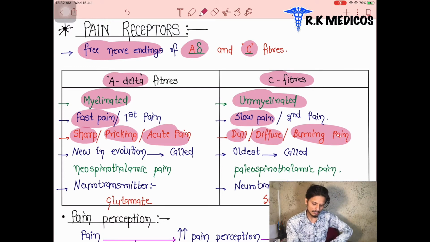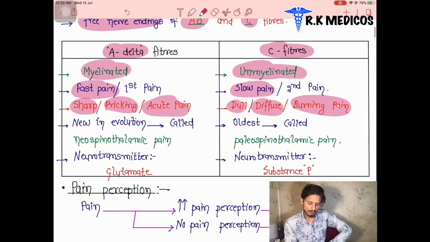These A delta fibers use a special type of neurotransmitter at their receptors. That one is glutamate, and glutamate is a stimulatory neurotransmitter in the nervous system. Glutamate and aspartate are stimulatory neurotransmitters. GABA and glycine are inhibitory neurotransmitters. C fibers have a special substance acting as a neurotransmitter, and that one is substance P.